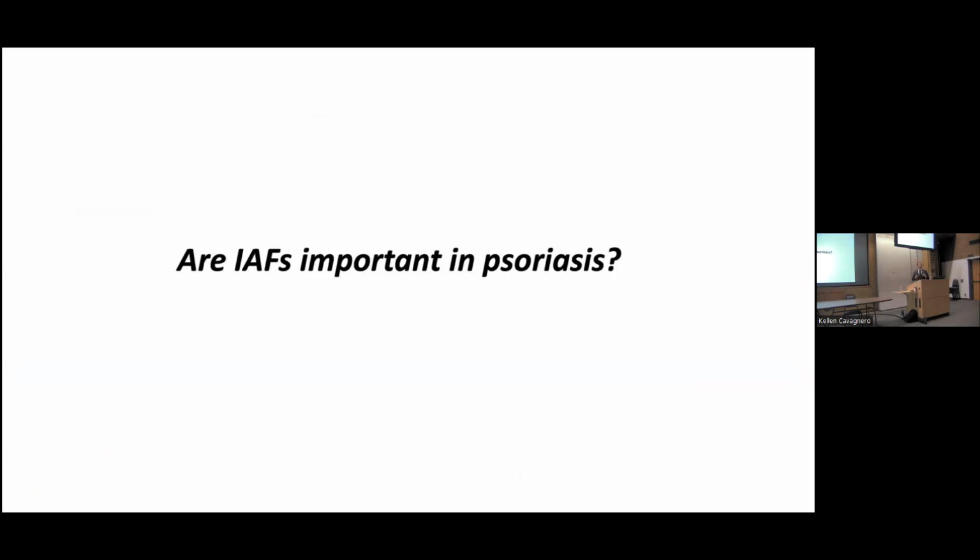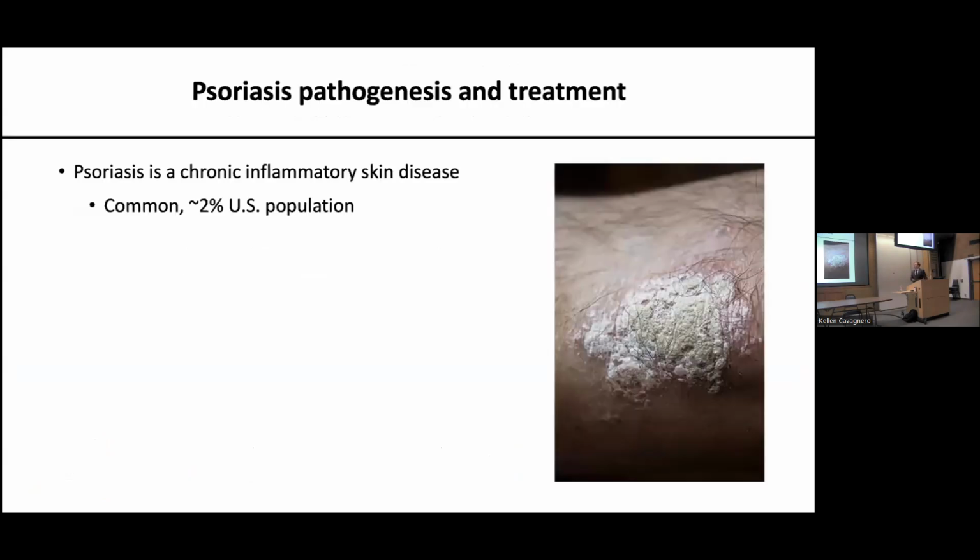So we're going to shift gears now and start thinking about psoriasis. So psoriasis is not an infectious disease. This is a chronic inflammatory skin disease. It's very common, about 2% of the US population. Here's a picture of plaque psoriasis, the most common form of psoriasis. And you can see this classical presentation of thick, inflamed, scaly skin. And we became very interested in psoriasis because we know that drugs targeting the IL-17 pathway are very effective in treating patients with psoriasis, though they do somewhat increase the risk of infection.